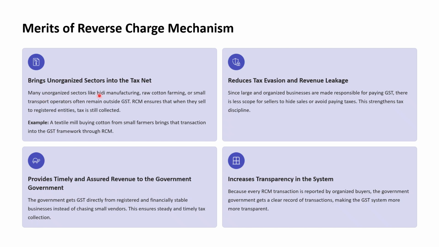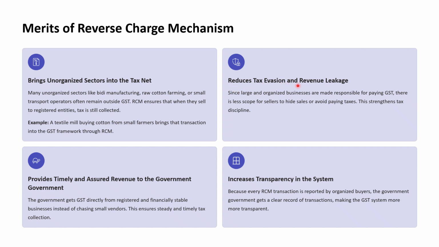That is, many unorganized sectors like BD manufacturing, raw cotton farming, small transport operators often remain outside GST. So RCM ensures that when they sell to registered entities, taxes will be collected ताकि government का revenue कम ना हो. Then it provides timely and assured revenue to the government because the government gets GST directly from the registered and financially stable businesses क्योंकि unorganized से organized के पास जा रहा है and organized are the financially stable businesses, so they have to pay tax at that proper time, and it leads to increased revenue to government.